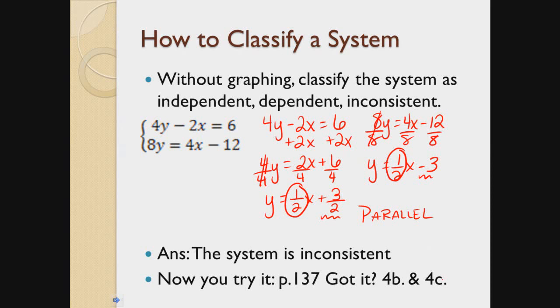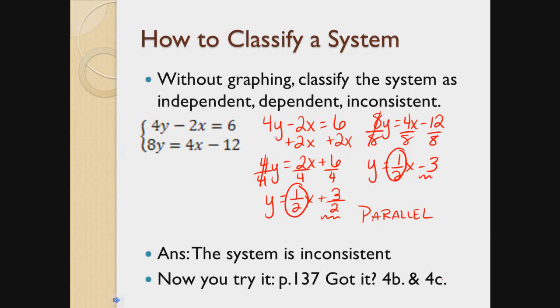Since the y-intercepts are different, they will start in different points, but go in the same direction since they have the same slope. This means that the lines will be parallel. Looking back at your notes from the previous page, parallel lines are classified as what? They are classified as inconsistent because they will never intersect, which means they will never have a solution.